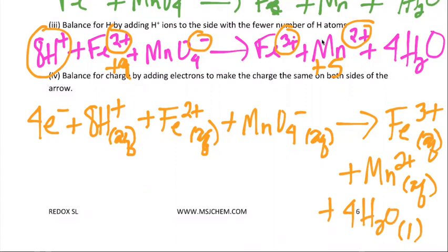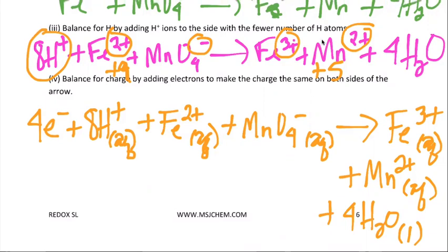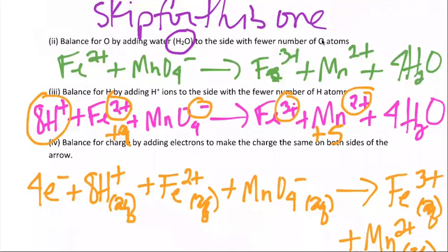Okay. So now that one that I have written in orange, if I check both sides, there's the same number of irons, the same number of manganese, the same number of oxygen, the same number of hydrogen. And if I check the charges, everything's going to be +5. There's going to be the same charge on each side. So it's kind of a tedious process, but once you practice it, it's not that hard.